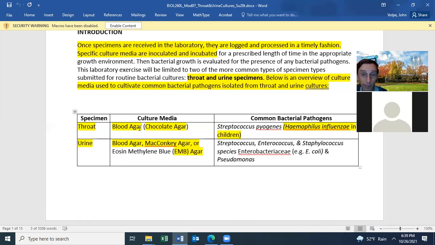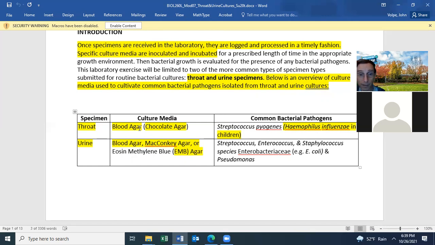Streptococcus pyogenes is the most common pathogen that is obtained from the throat, and it will grow on blood agar. Blood agar also is good because you can detect Streptococcus pyogenes because it has beta hemolytic activity. Chocolate agar is used for Haemophilus influenzae, which is found in children and babies. It's not typically found in older individuals, but Haemophilus influenzae will not grow on blood agar, but it will grow on chocolate agar. Any question about any of that?